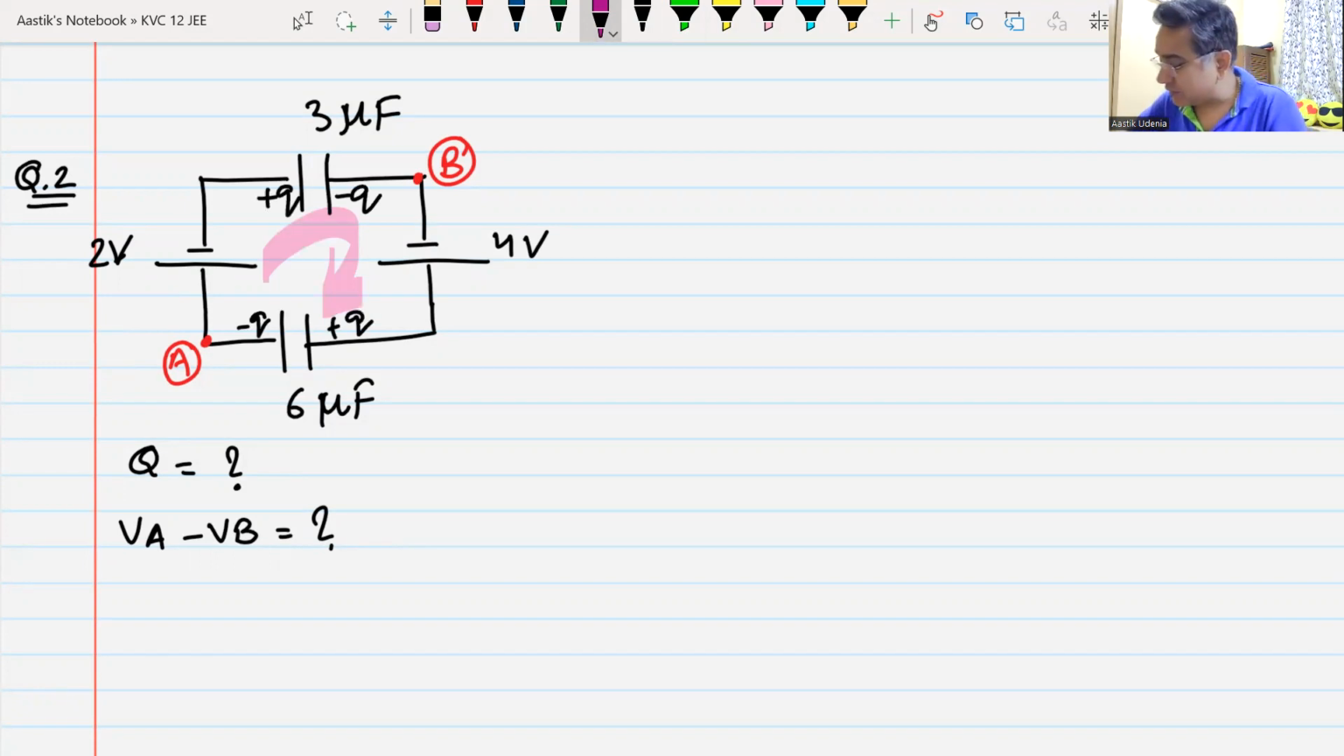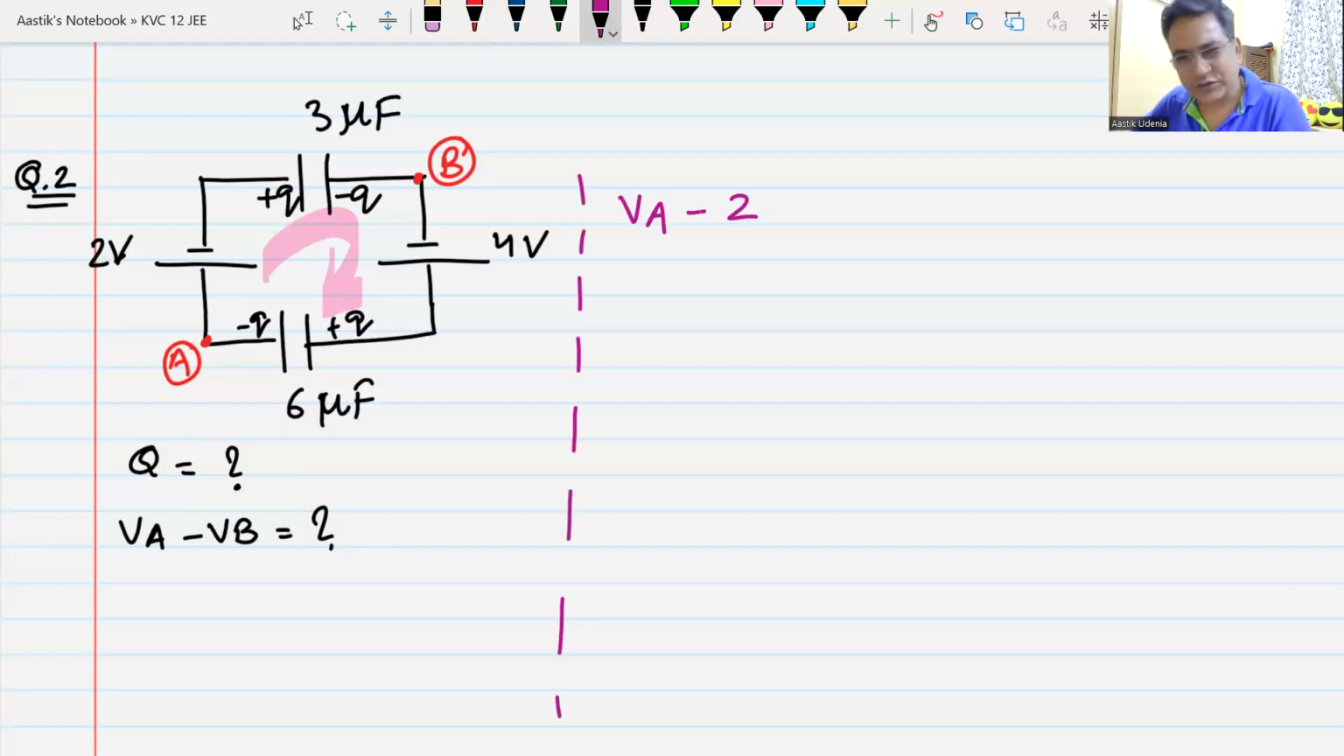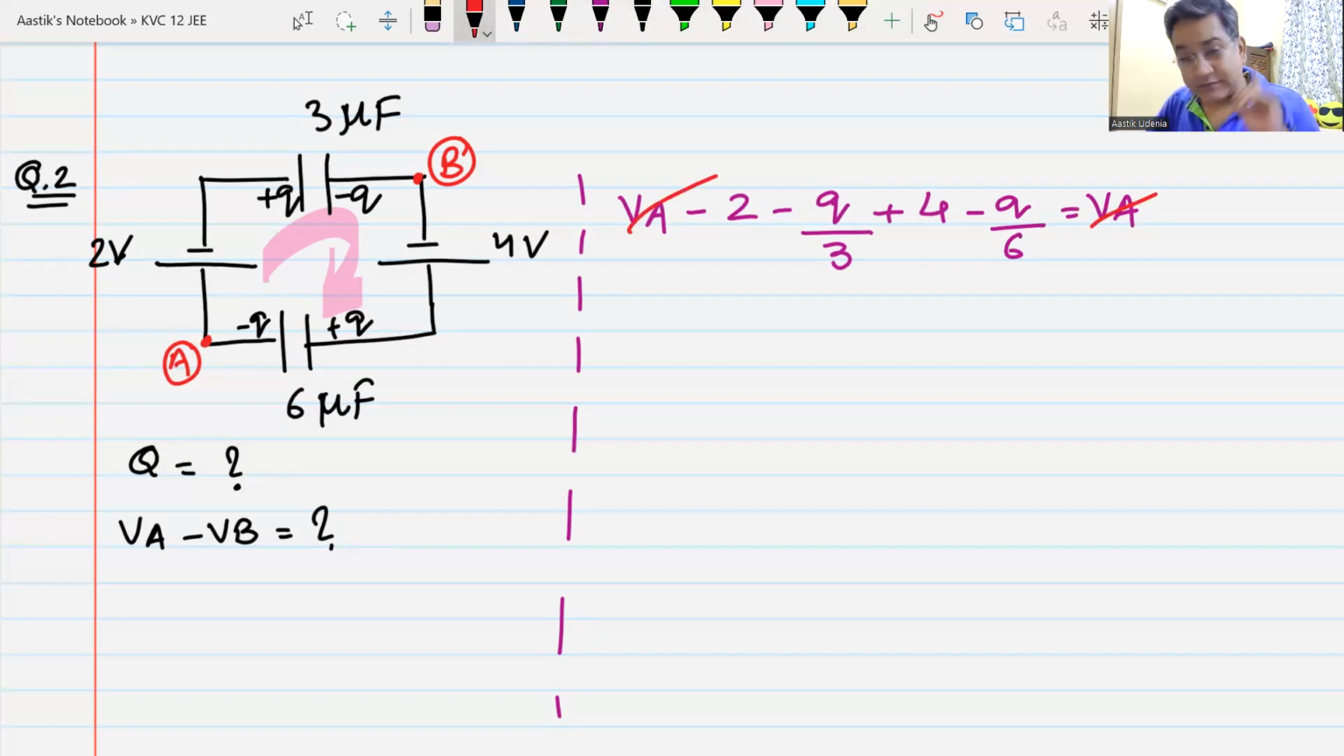First of all, I have to find out the value of Q. What is the equation for that? VA minus 2 volt. Volt is the SI unit. Okay, VA minus 2 minus Q by 3. Remember this charge will come in microcoulomb because this is in micro. Minus Q by 3 plus 4, plus 4 minus Q by 6, minus Q by 6. I again end up with VA. Yes, this is correct. This should give me the value of Q in microcoulombs.